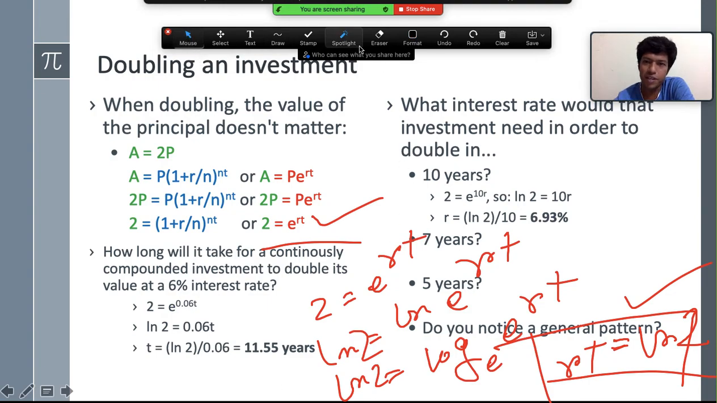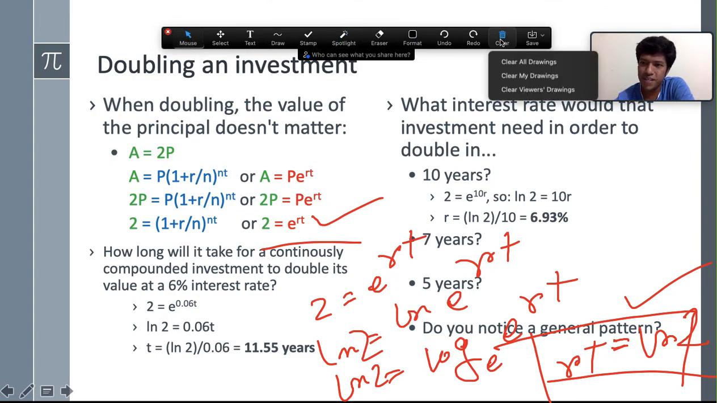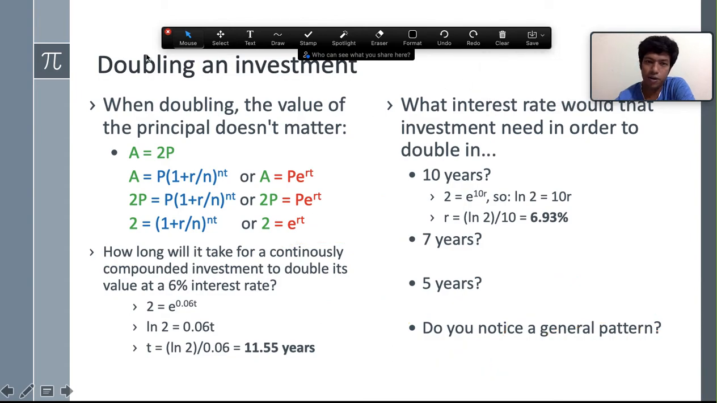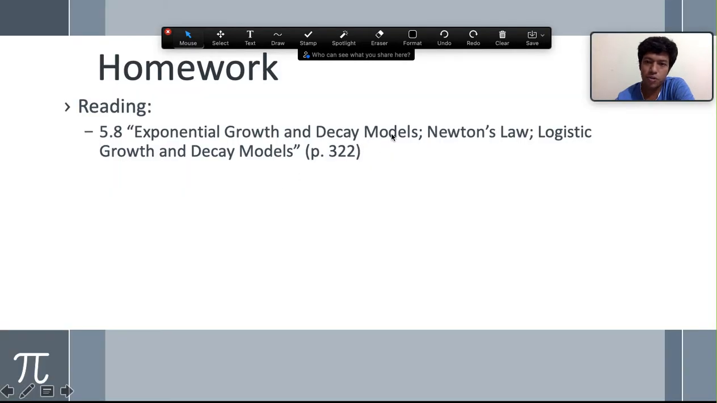This is kind of crazy. If you think about this lesson, actually we have a lot of interesting concepts going on here. And in our future class we will be discussing these things, and exponential growth, decay models, Newton's law, logistic growth and decay models. These are also interesting topics.